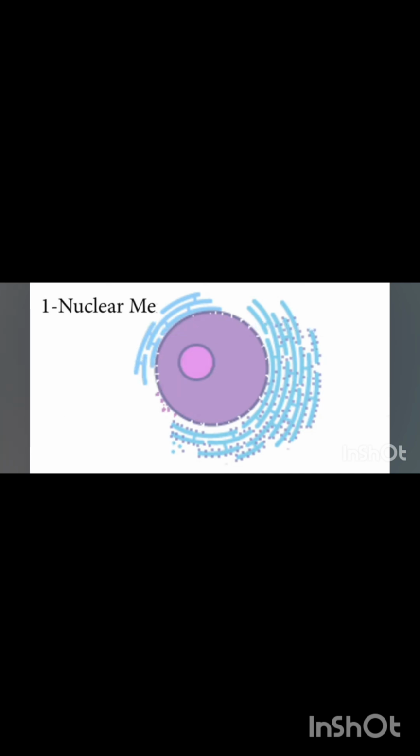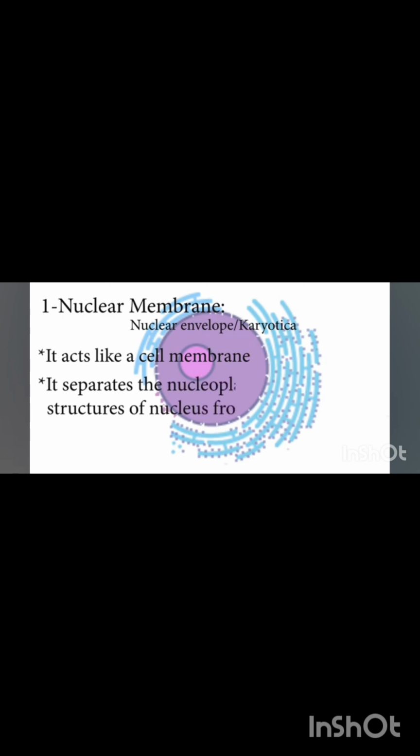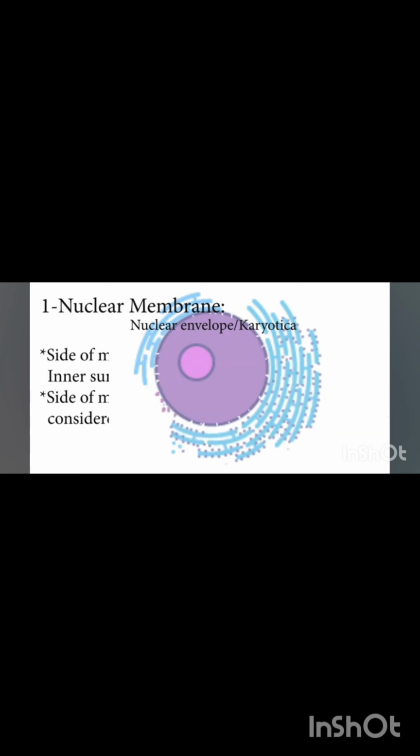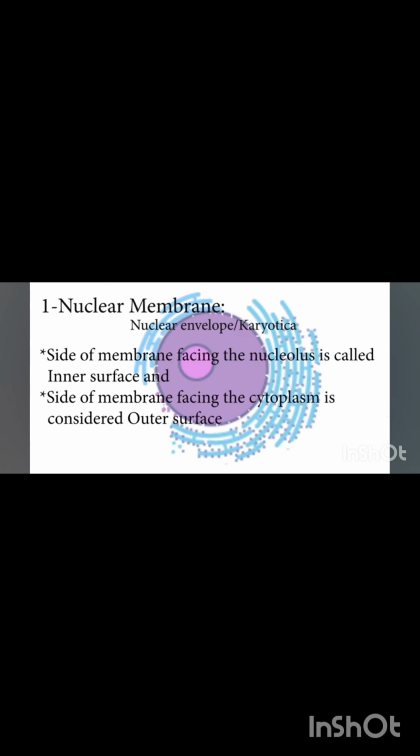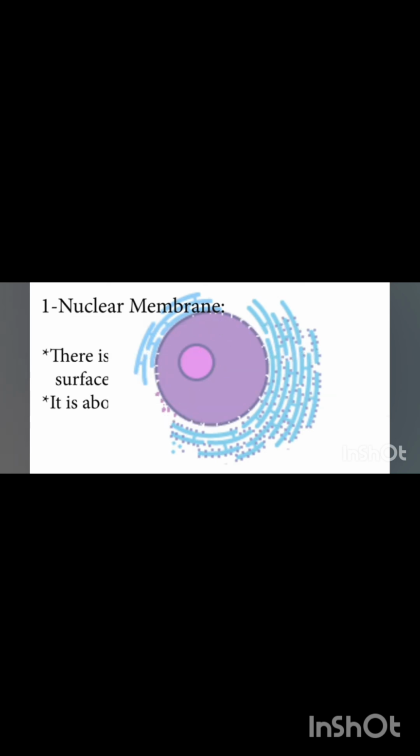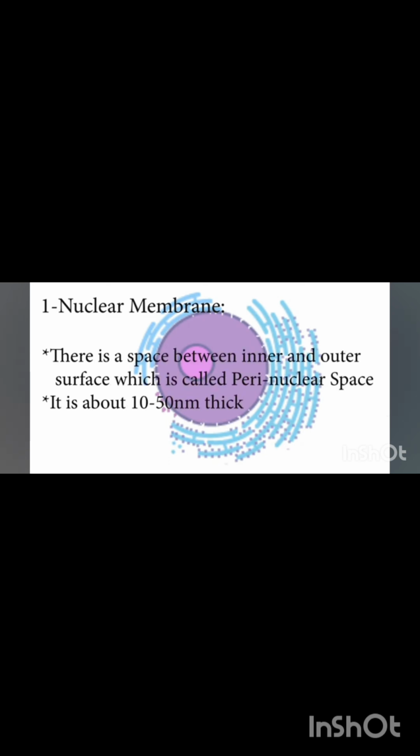Okay, the first part is the nuclear membrane. The nuclear membrane is otherwise called the nuclear envelope or karyotheca. It acts like a cell membrane. It separates the nucleoplasm and other structures of the nucleus from the cytoplasm. It is a double membrane having an inner and outer surface. The side of the membrane facing the nucleolus is called the inner surface, and the side of the membrane facing the cytoplasm is considered the outer surface. There is a space between the inner and outer surface which is called the perinuclear space.